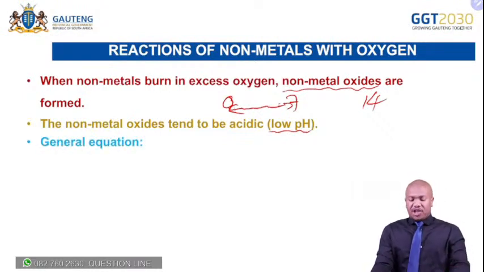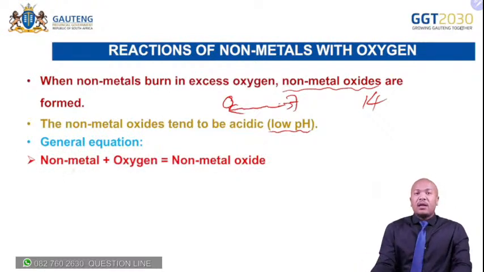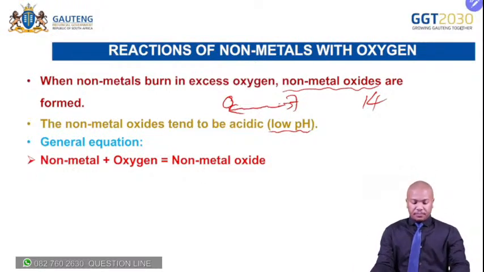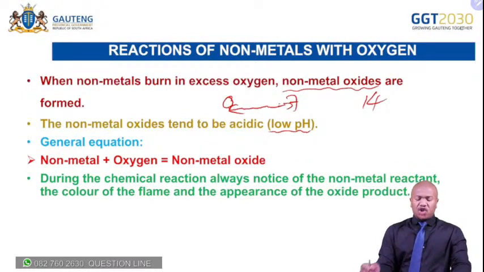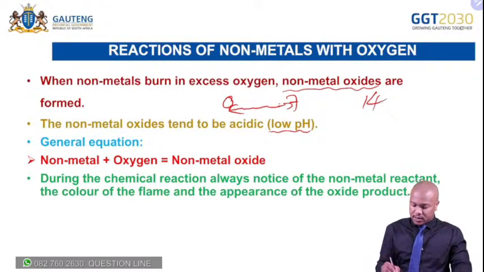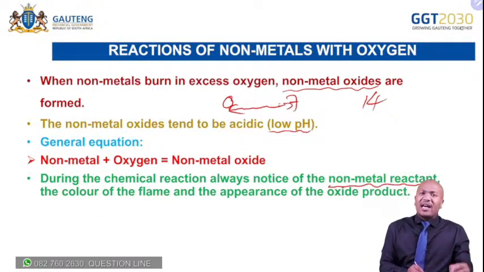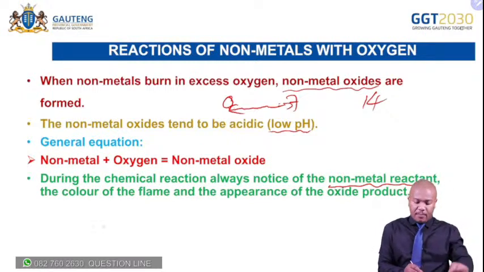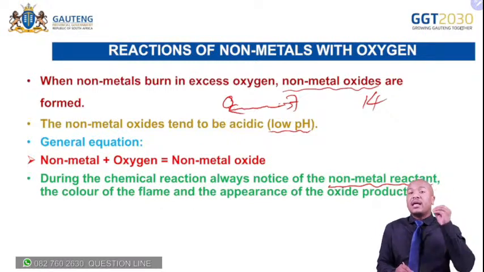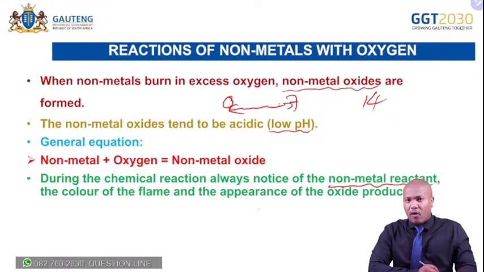So now the general equation for the reaction of nonmetals with oxygen is nonmetal plus oxygen forming a nonmetal oxide. Also, during the reaction of nonmetals with oxygen, you need to observe firstly the color of the reactants, the nonmetal as a reactant, and also the color of the flame in which the reaction happens. And also the last part, which is the appearance of the product, the nonmetal oxide formed at the end.